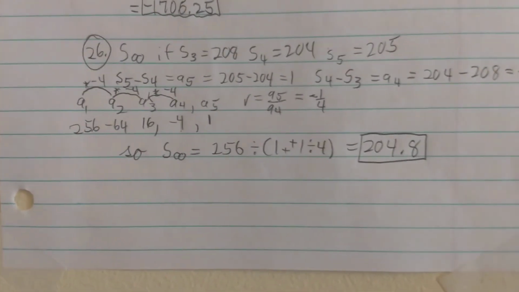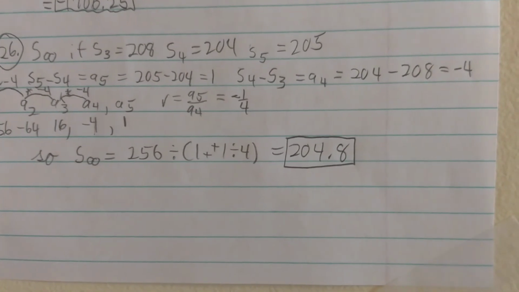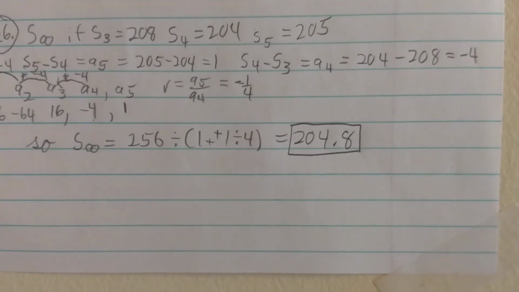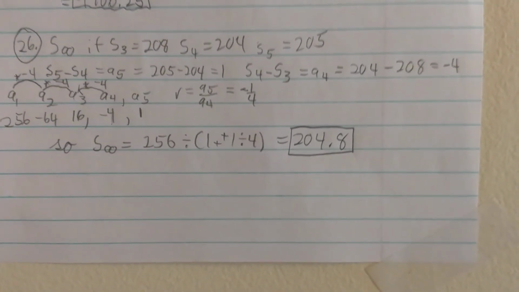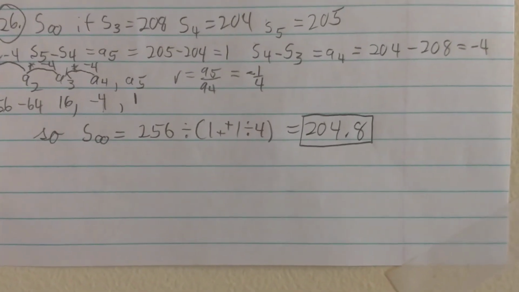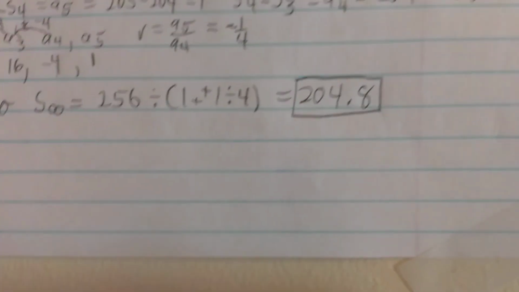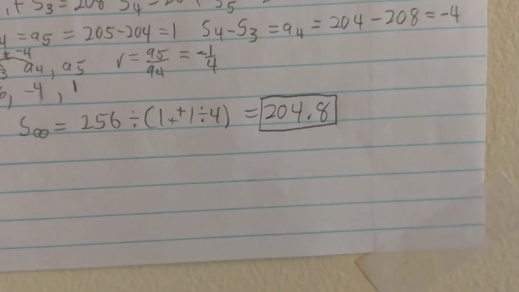So remember, our S infinity is the A1 divided by 1 minus r. So here we have 256 divided by parentheses, 1 minus negative, or plus, 1 divided by 4. Make sure it comes out to 204.8.